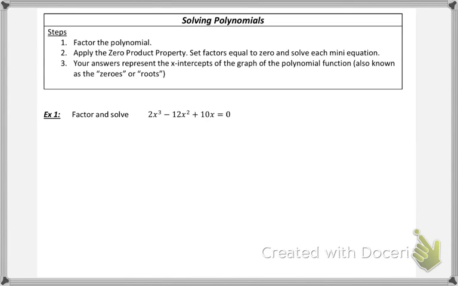Now that we've learned how to factor polynomials, solving them is very easy. It's just one extra step. So now we have a polynomial equation, so with an equal sign, and the first thing we want to do is set it equal to 0.